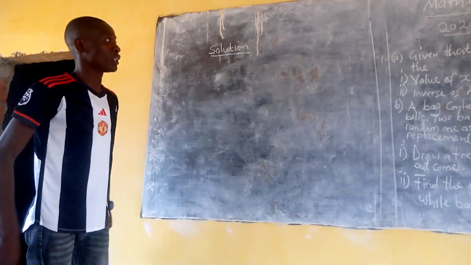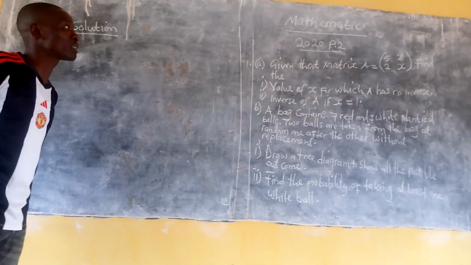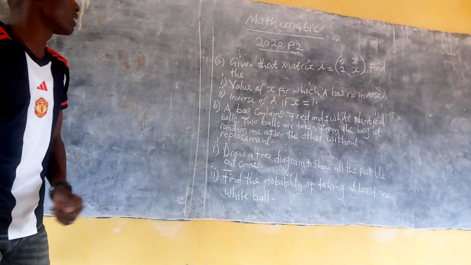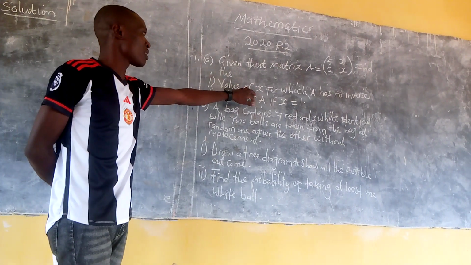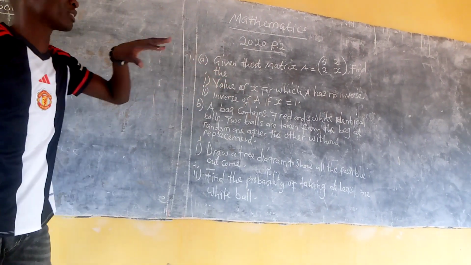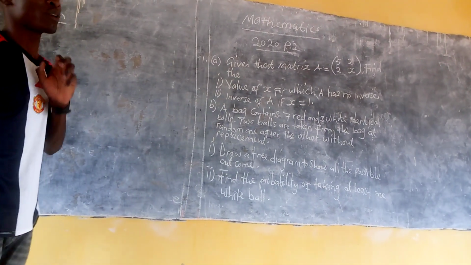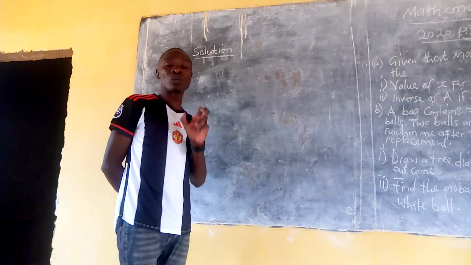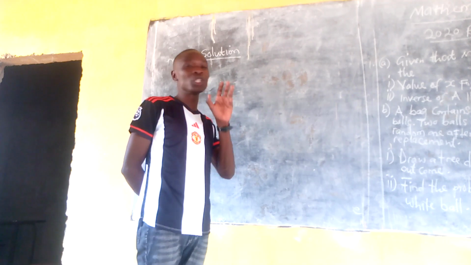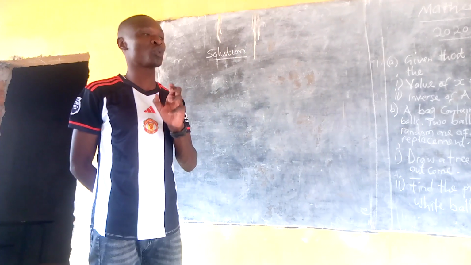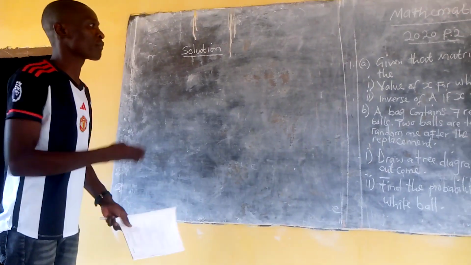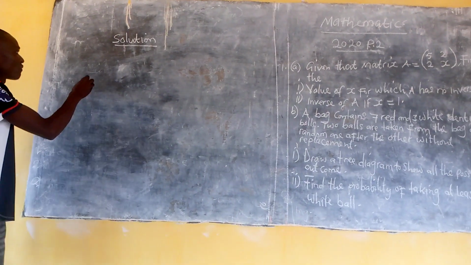Let's look at the first question, saying, given that matrix A is given by that, find the value of X for which matrix A has no inverse. The first thing you need to know is, if a matrix is said to have no inverse, it means you are going to equate its determinant to 0. So how do we find the value of X?